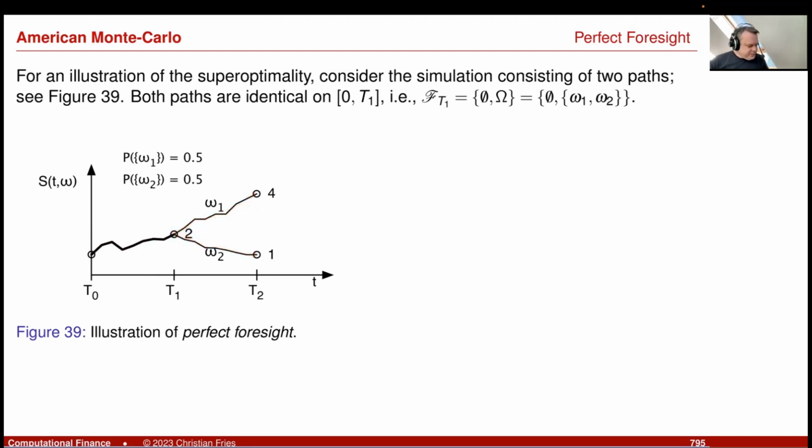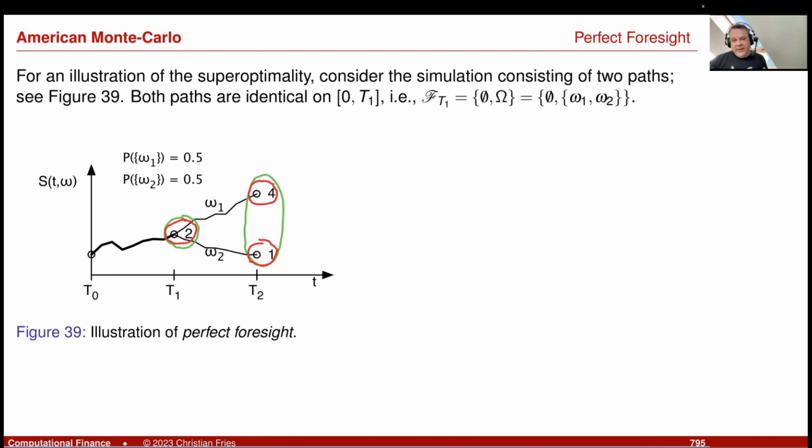For example, the correct decision would be to compare the expectation of getting either 4 or 1, which is 5 divided by 2, which is 2.5, with what you get if you exercise, the 2. So you would not exercise, you would continue, because in expectation you get more. But with perfect foresight, you would compare each outcome individually with the 2, because you can distinguish whether you are on omega 1 or omega 2. You have knowledge about the future.